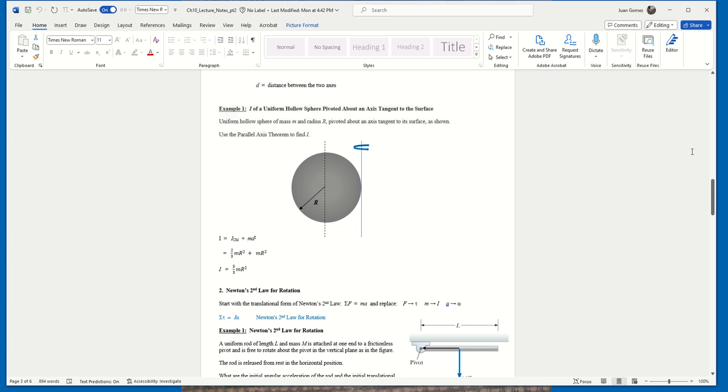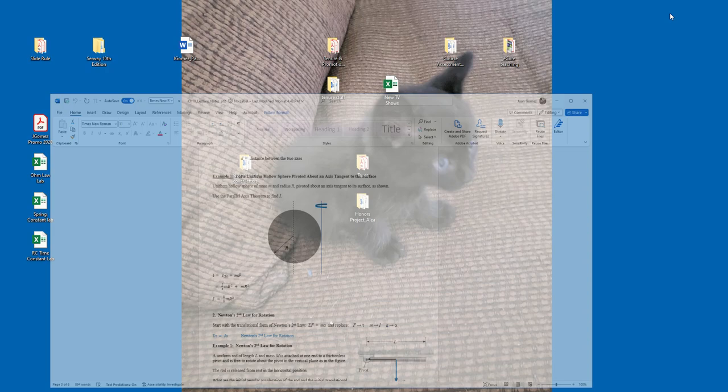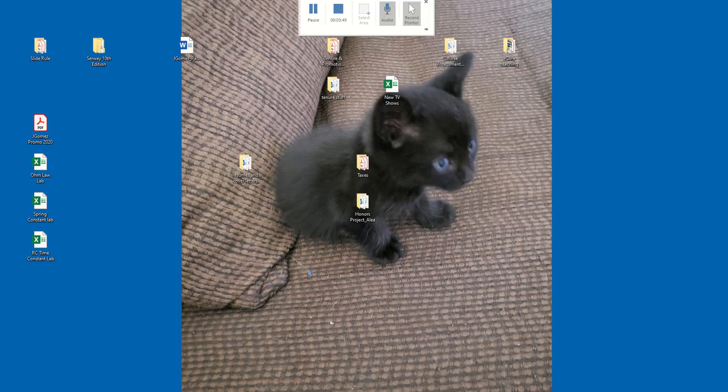Now, what about in your lecture notes? I give an example where we do the center of mass of a uniform cube. Let me go ahead and explain that one. We'll save Newton's second law for rotation for another video. Let me go ahead and do the ICM of the cube.